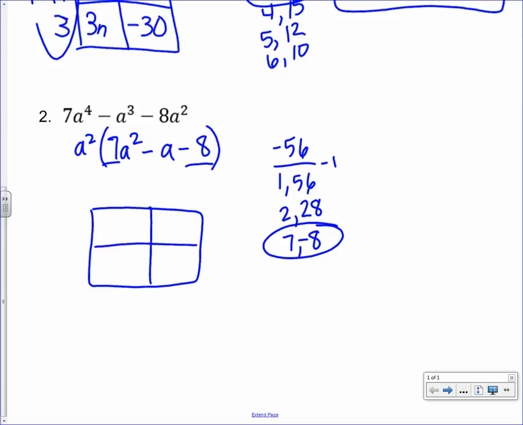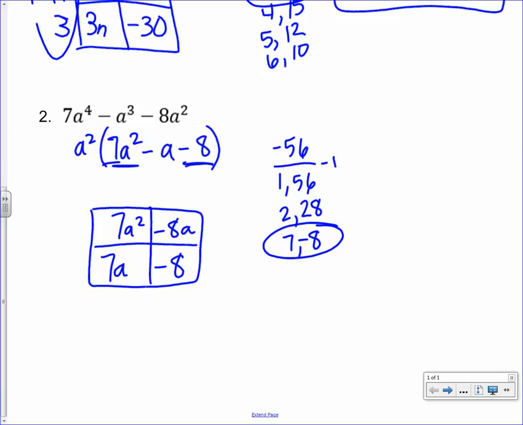What term goes in the top left square? The first one, 7a squared. In the bottom right, negative 8. And what goes in the two remaining? Our factors, and the nice thing here is it wouldn't matter which one I put where. I would get the same thing. So if we go 7a and a negative 8a, does it matter? No, it does not. That's the nice thing about it.